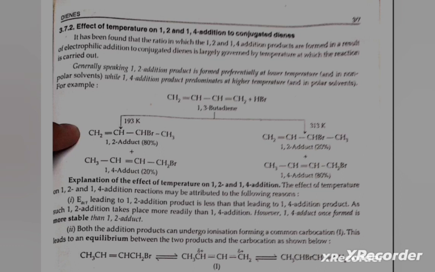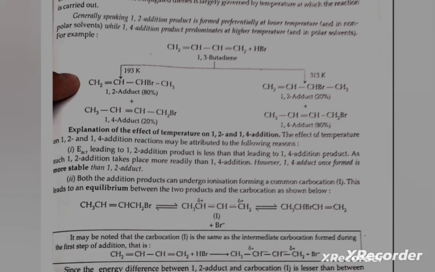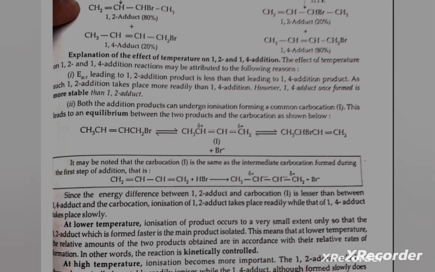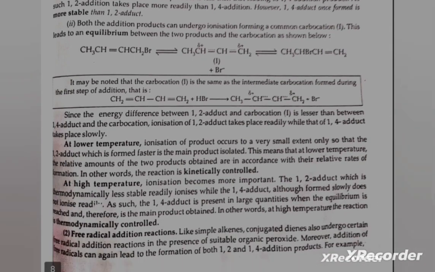The effect of temperature on 1,2 and 1,4 addition reactions may be attributed to the following reasons. Number 1. The energy of activation leading to the 1,2 addition product is lower than that leading to the 1,4 addition product. As such, the 1,2 addition may occur more readily than 1,4 addition. However, the 1,4 adduct once formed is more stable than the 1,2 adduct. Number 2. Both addition products can undergo ionization forming a common carbocation. This leads to an equilibrium between the two products and the carbocation as shown below.